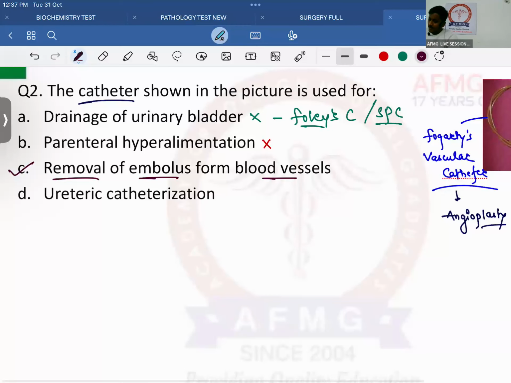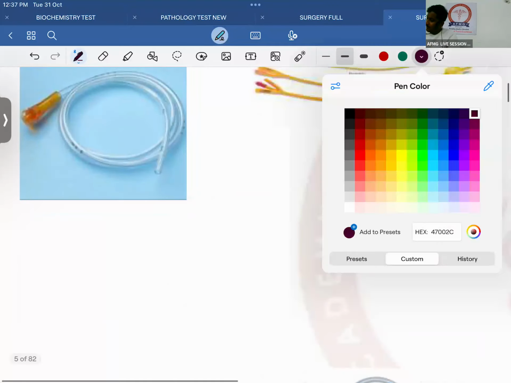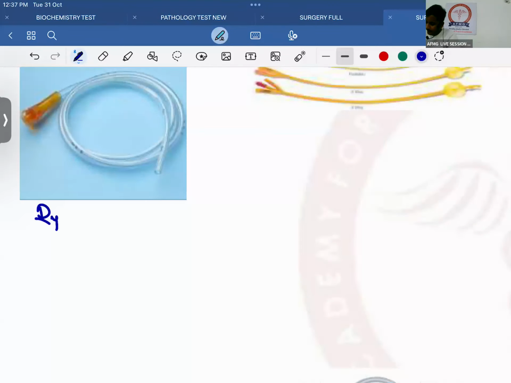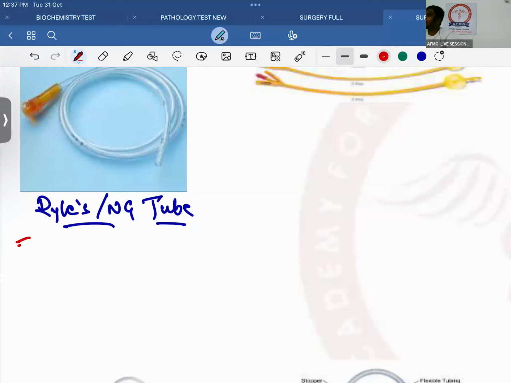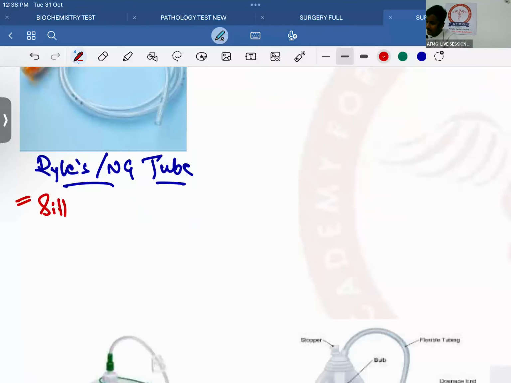If I talk about the first one, all of these are instruments that are important. What is the first one, beta? This is your Ryle's tube or your nasogastric tube. Important, beta, please tell me, Ryle's or the nasogastric tube will be inserted in which position? Sitting or supine? It will be inserted in sitting position with neck in flexion or neck in extension. Neck slightly flexed. Very good. Why do we need to flex the neck, beta?